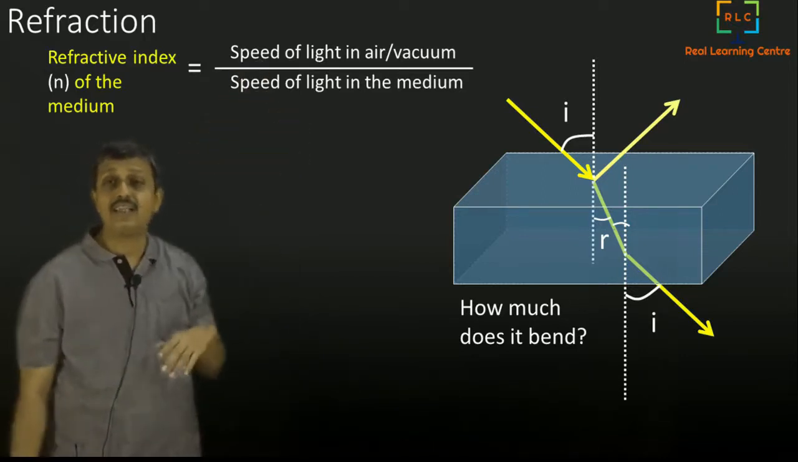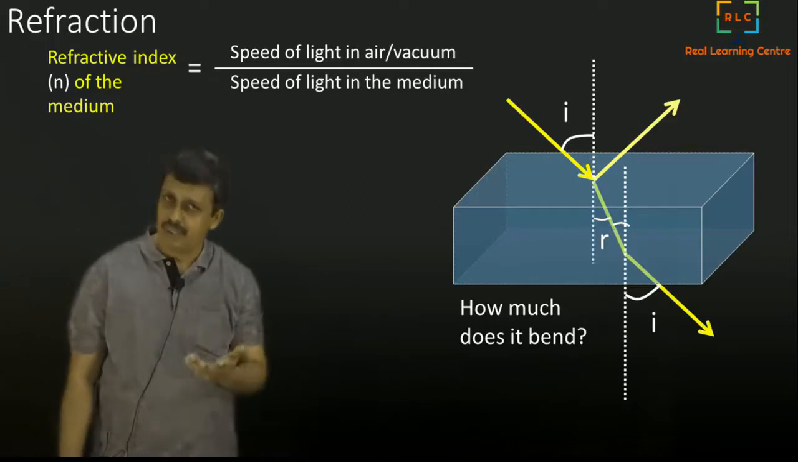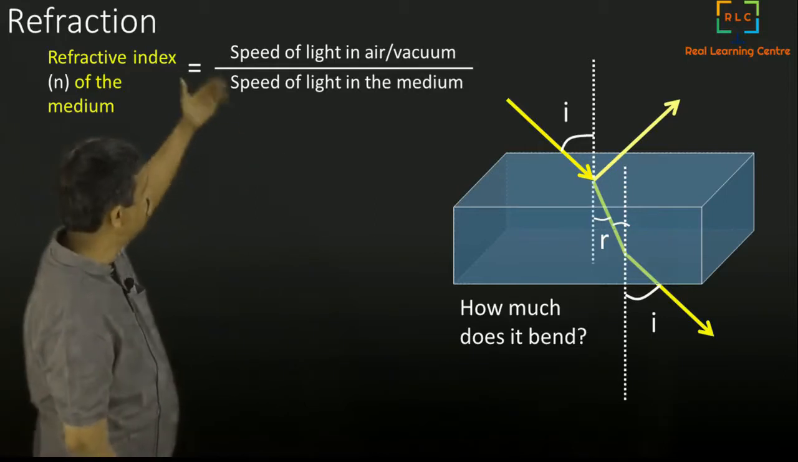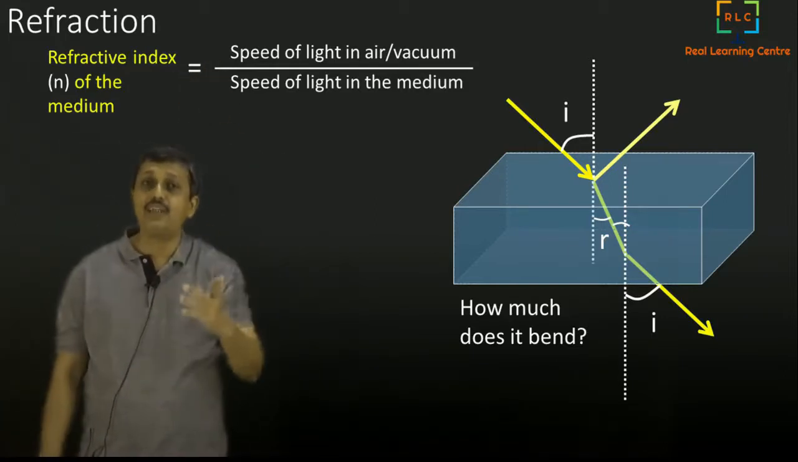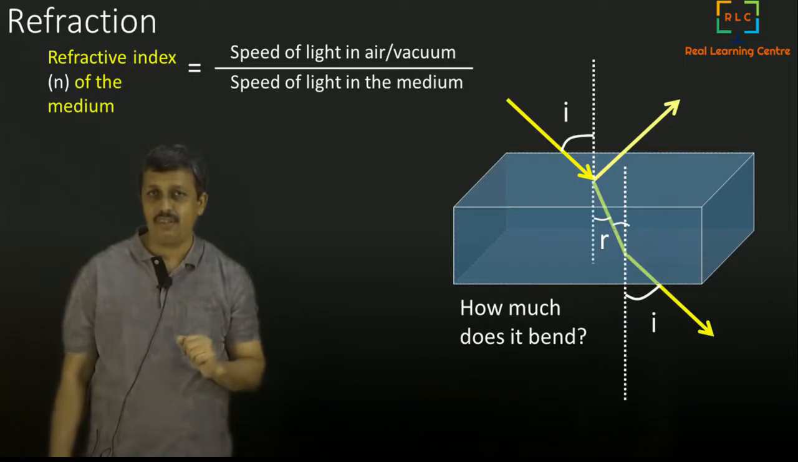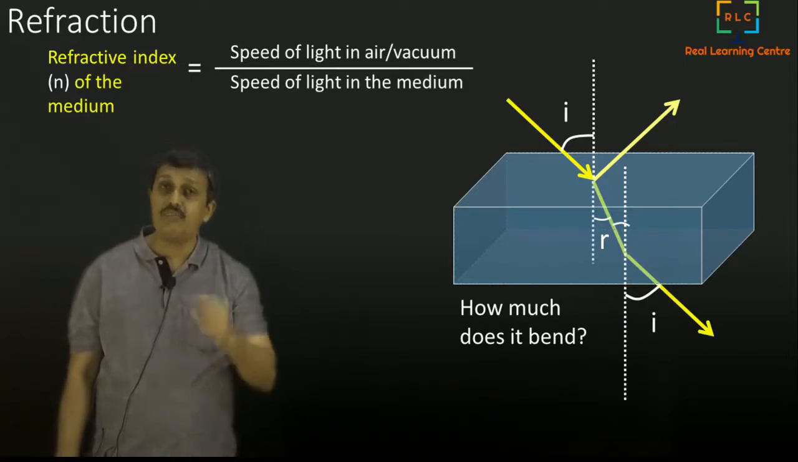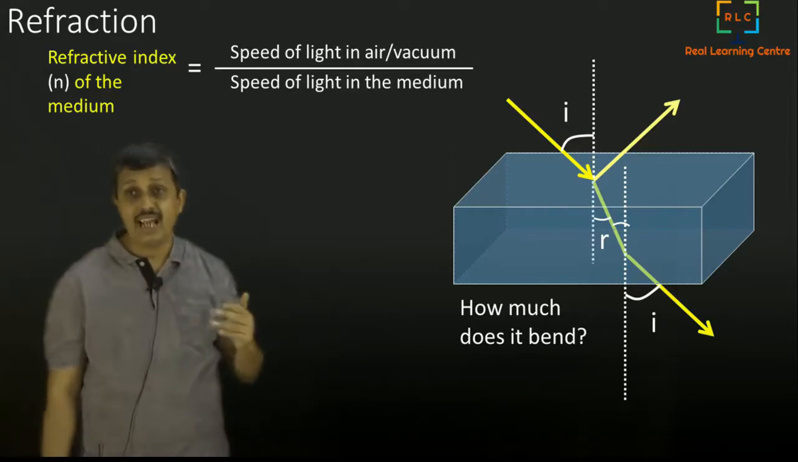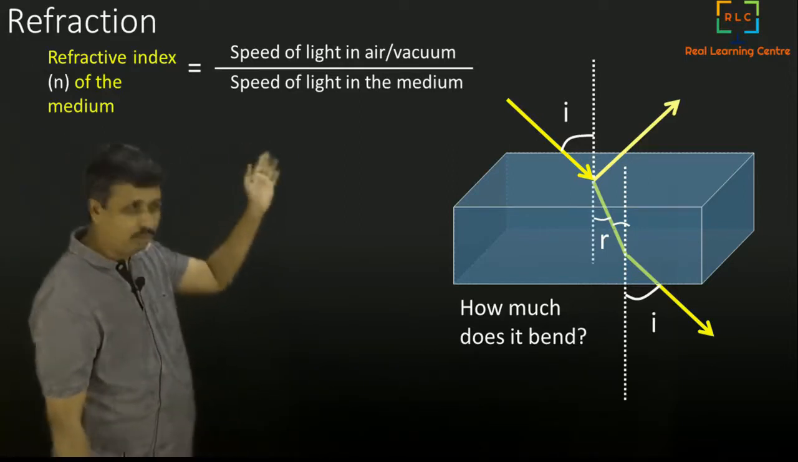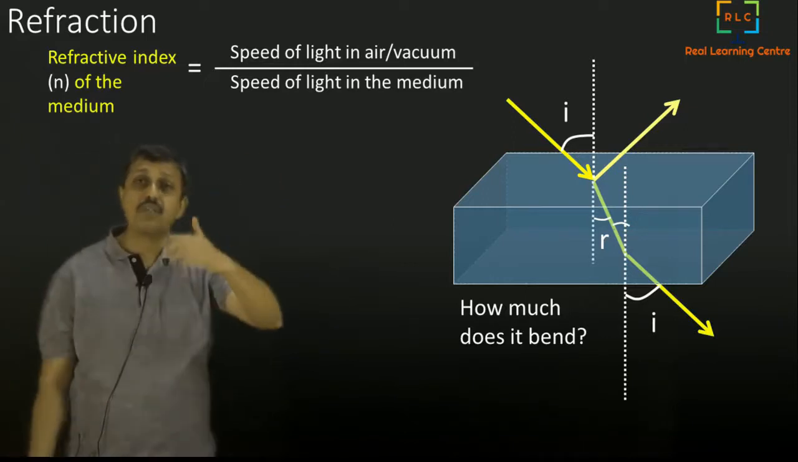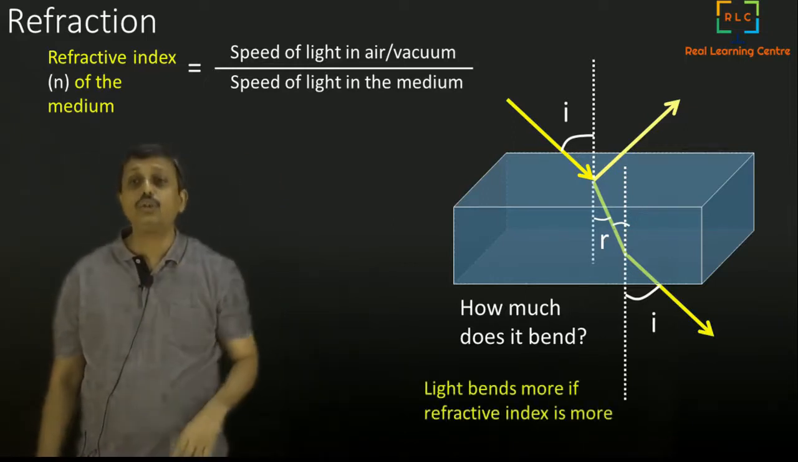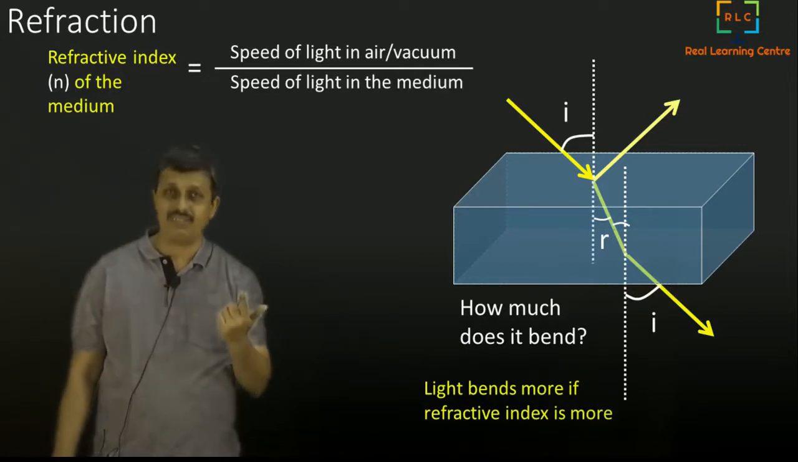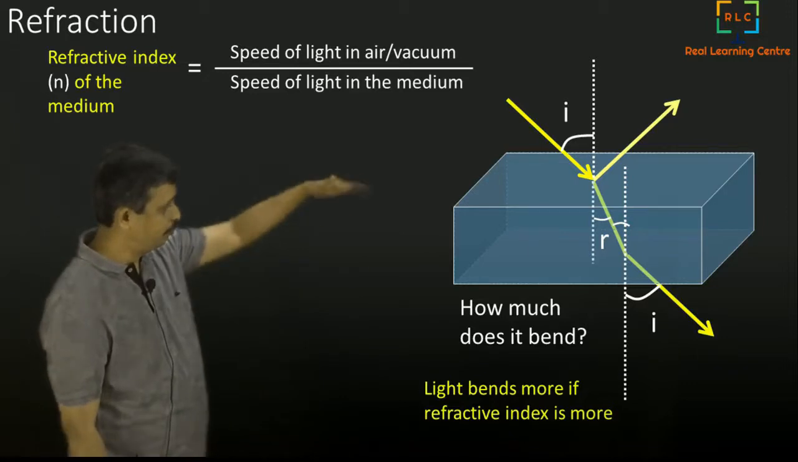And speed of light in the medium is always less than, any medium is always less than the vacuum. And hence denominator is smaller and numerator is higher. Hence the value will always be more than 1. Okay, so the refractive index is always more than 1. And when the light speed in that medium decreases more and more, then refractive index becomes higher and higher. So light bends more if refractive index is more. That means if you have higher refractive index, it bends more.